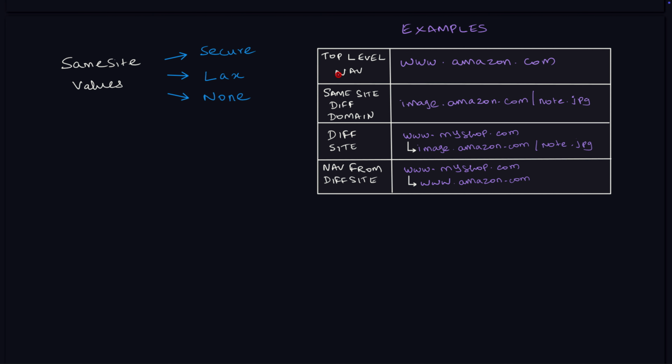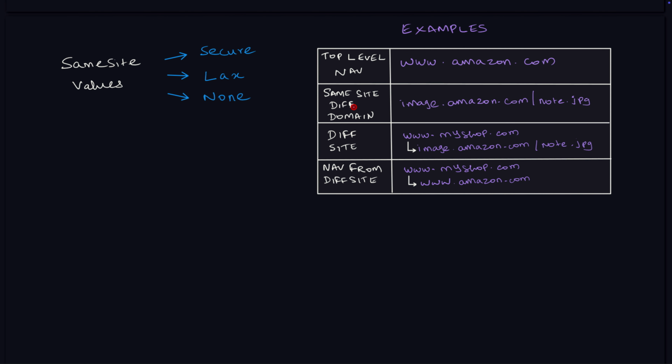The first one is top level navigation. When a user visits a page directly by typing the URL in the browser, it is called top level navigation. So for example, if the user visits www.amazon.com directly by typing the URL in the browser, it is called top level navigation. So this is scenario 1 in our example.